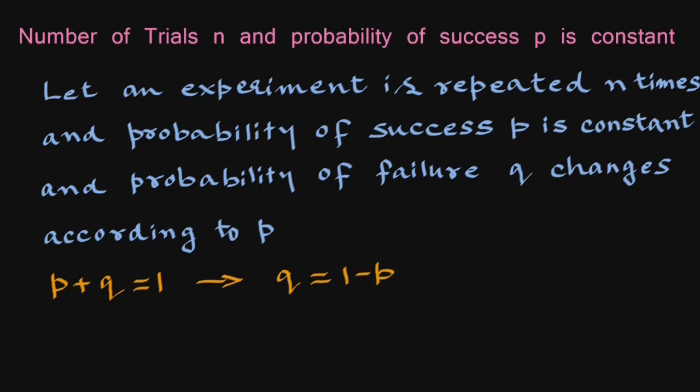So in binomial distribution, we need to remember that the number of trials n and the probability of success P, these two quantities are constant and they are referred to as parameters of binomial distribution.